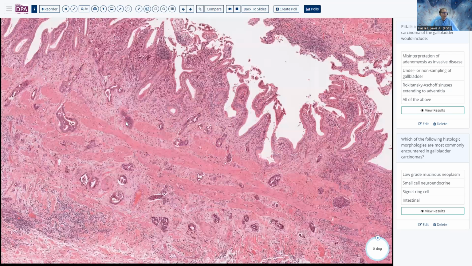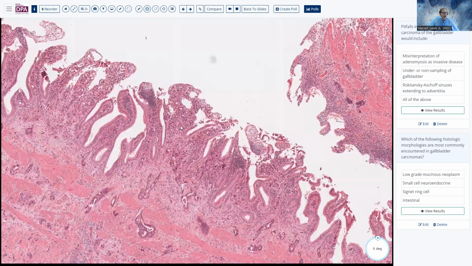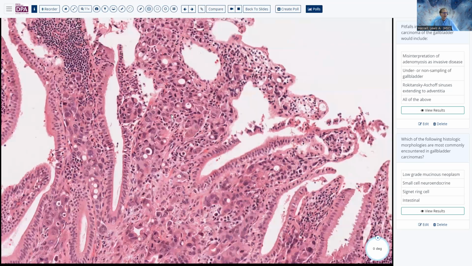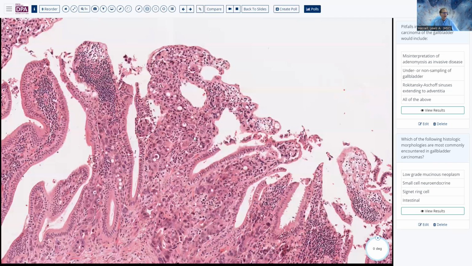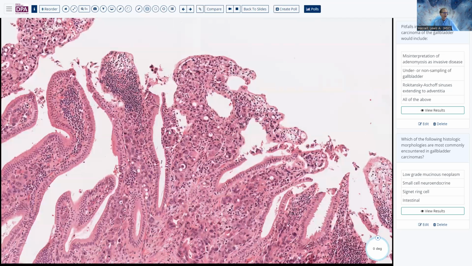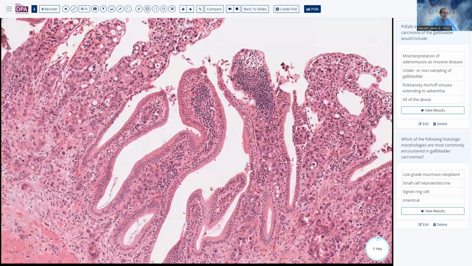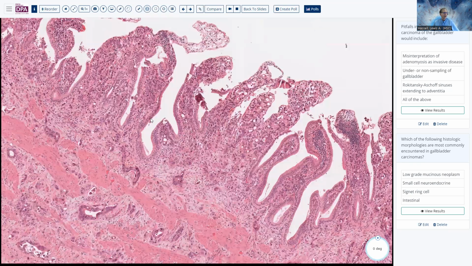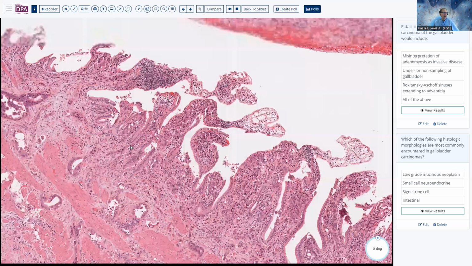And so is this a primary gallbladder carcinoma? Well, it may be because like other sites in the GI tract, you can get poorly differentiated, poorly cohesive carcinomas that will arise in the lamina propria seemingly with very little in terms of surface involvement. And that may be what's going on here.